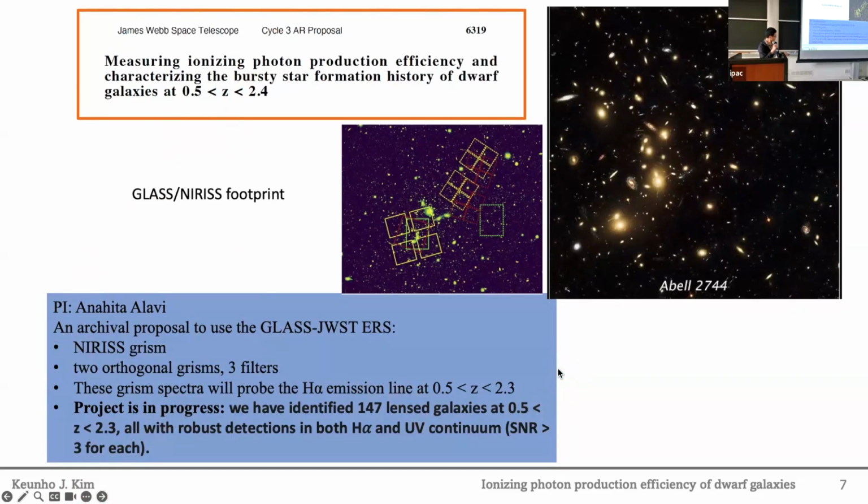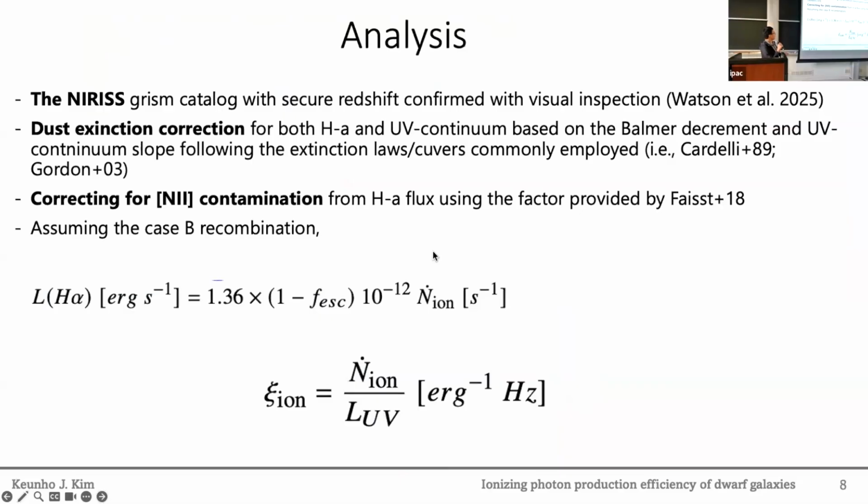at cosmic noon. We have identified a sample of 147 lensed galaxies at this redshift with robust detections in both H-alpha and UV continuum. To derive the Xi ion, we use the intrinsic dust-corrected H-alpha luminosity from the Grism spectroscopy data and we get the UV continuum luminosity from the deep HST imaging. These analysis procedures follow the standard commonly adopted way of deriving the Xi ion by dividing the ionizing production rate, the number of ionizing photons produced per second, by the UV continuum luminosity.